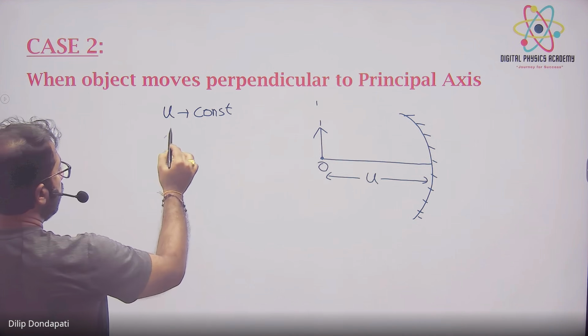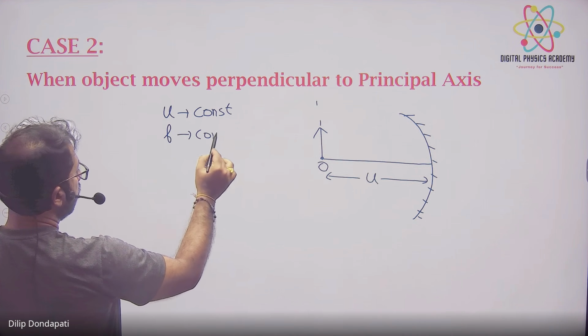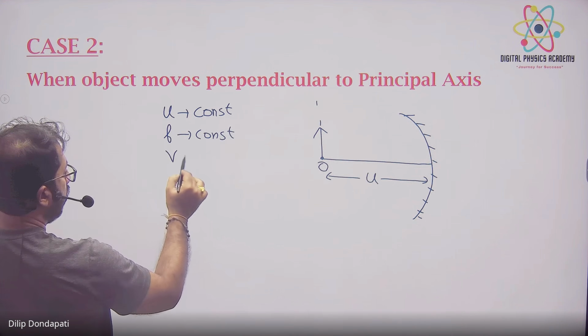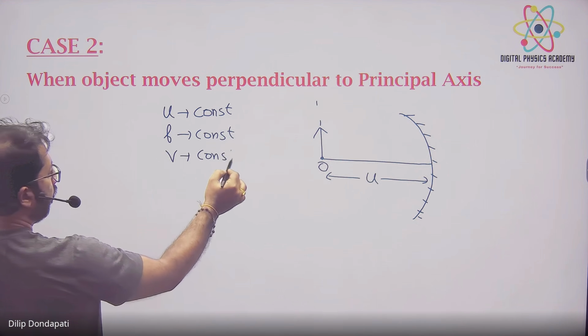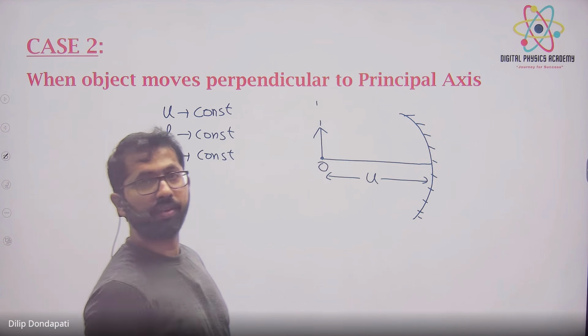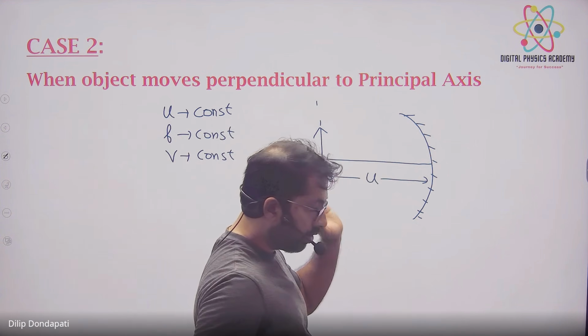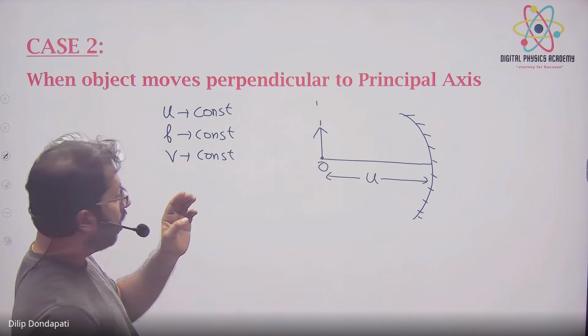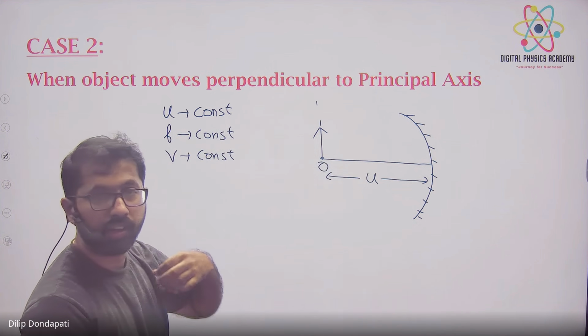F is constant. Therefore, V also will be constant, right? 1 by F is equal to 1 by F. So here everything is constant. So you don't use that 1 by F formula, don't use.